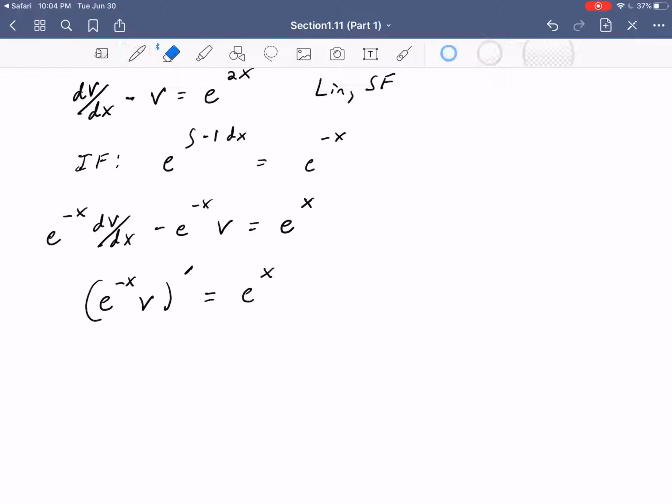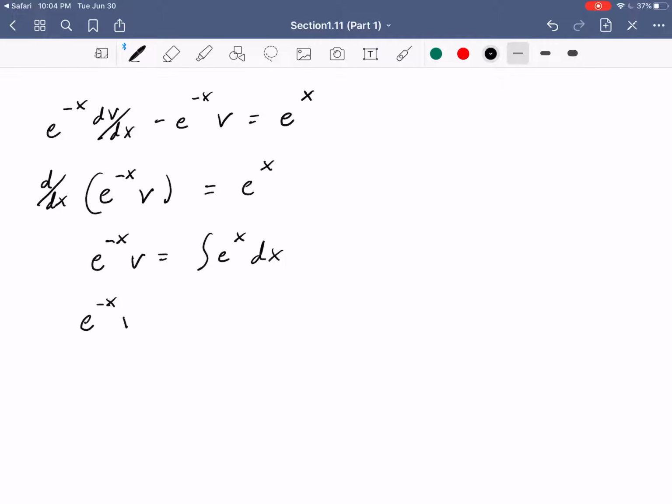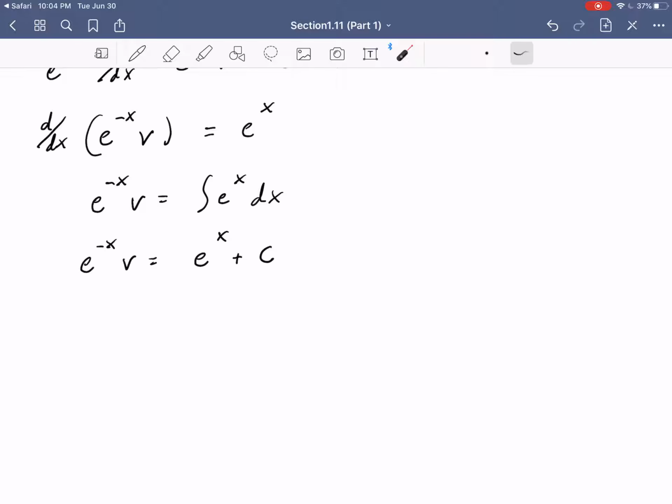Just to stay more consistent, let's put our d dx there to remind us, since that's the derivative notation we're using. Again, it doesn't matter. Now we can integrate both sides with respect to x. We get e to the negative x v is the integral of e to the x dx, which, when we integrate, looks like e to the x plus c. Now we can solve for v. Let's multiply by e to the x, and we get v equals e to the 2x plus c e to the x. So we've managed to solve for v.